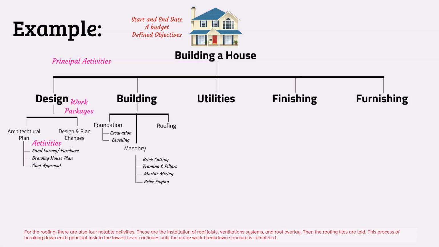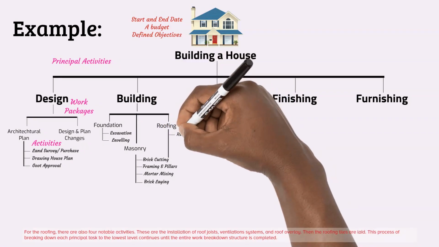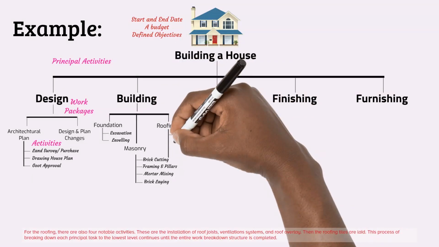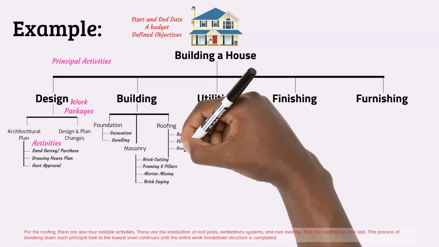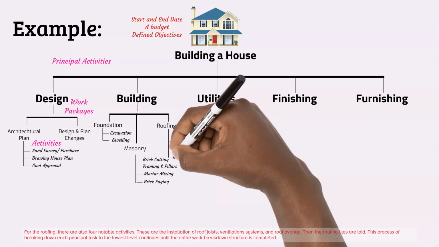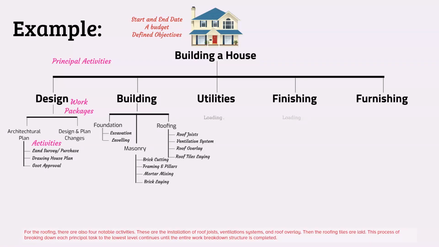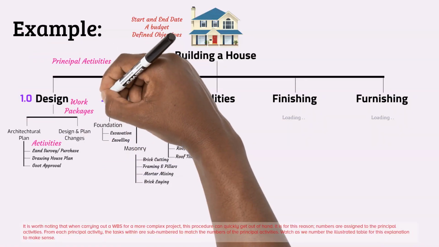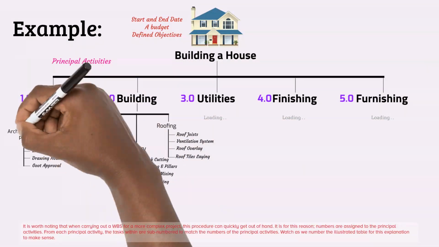For the roofing, there are also 4 notable activities. These are the installation of roof joists, ventilation systems, and roof overlay. Then the roofing tiles are laid. This process of breaking down each principal task to the lowest level continues until the entire work breakdown structure is completed. It is worth noting that when carrying out a WBS for a more complex project, this procedure can quickly get out of hand.